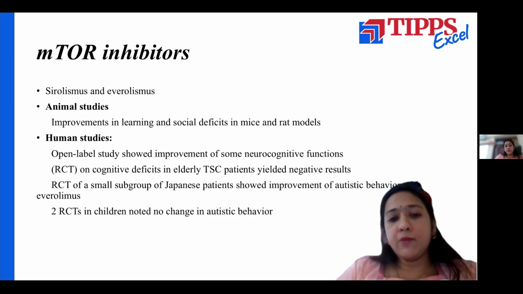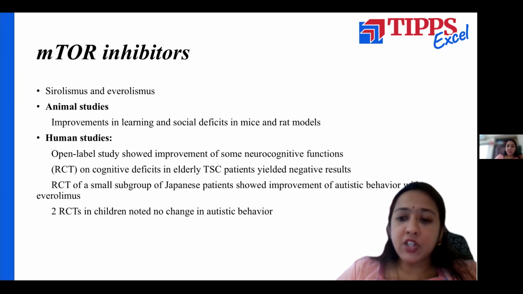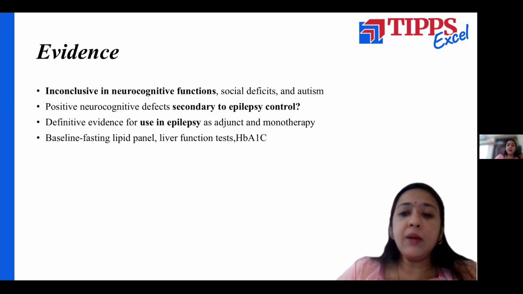Animal studies have proved that it improved learning and social deficits in TSC-modeled rats, but in human studies, only open-label studies have shown some sort of improvement. RCTs have failed to show any improvement in neuropsychological functioning as well as autistic behavior. Two RCTs in children have also stated no changes in autistic behavior. So what is the evidence for mTOR inhibitors? It is actually inconclusive for neurocognitive function.